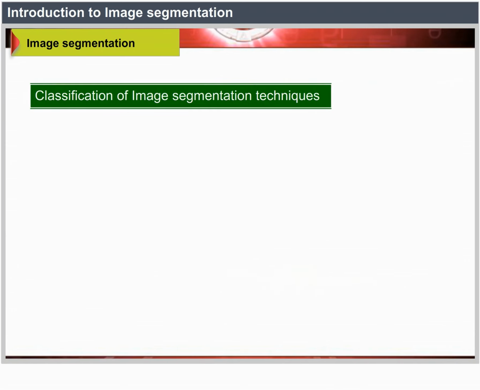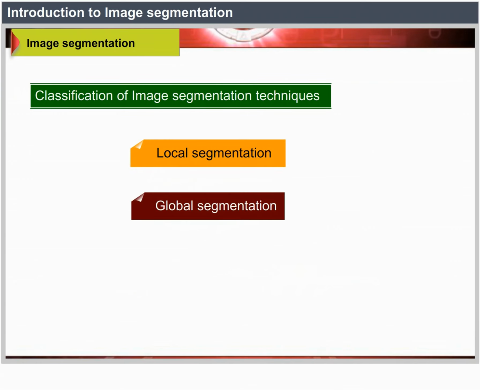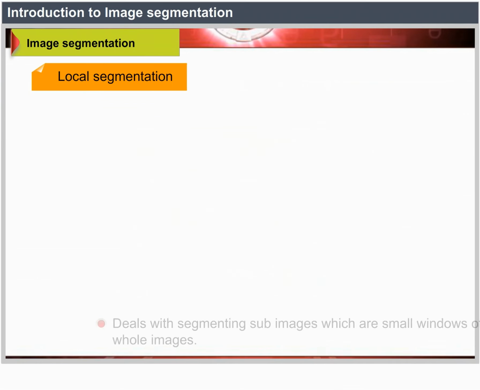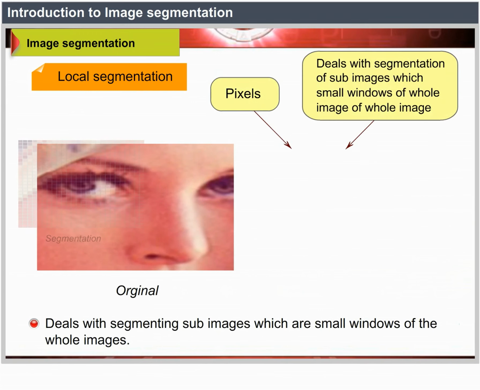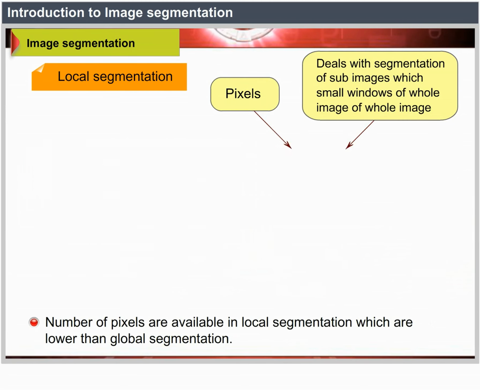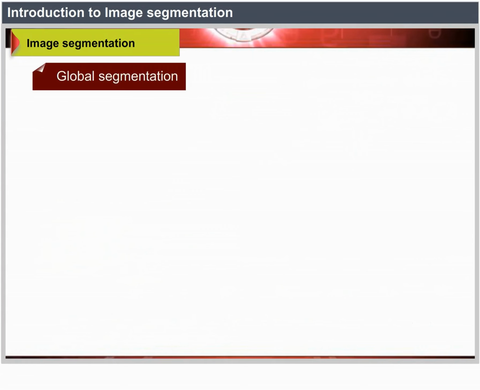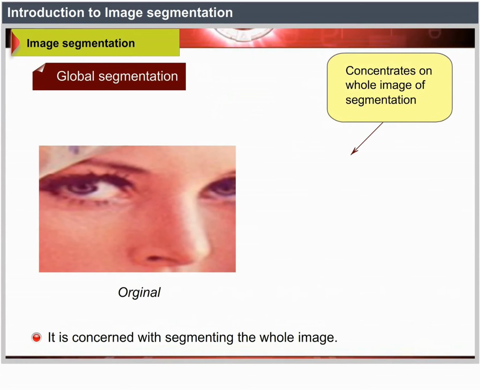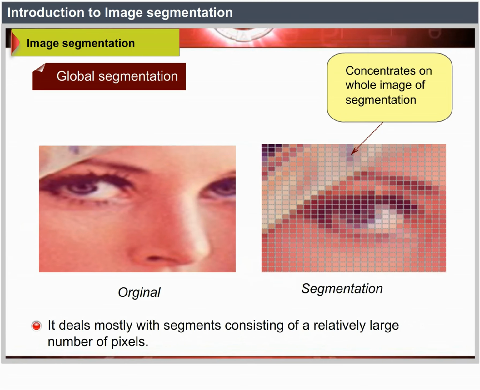Classification of image segmentation techniques: local segmentation and global segmentation. Local segmentation deals with segmenting sub-images, which are small windows of the whole image. The number of pixels available to local segmentation is much lower than for global segmentation. Global segmentation is concerned with segmenting the whole image. It deals mostly with segments consisting of a relatively large number of pixels.